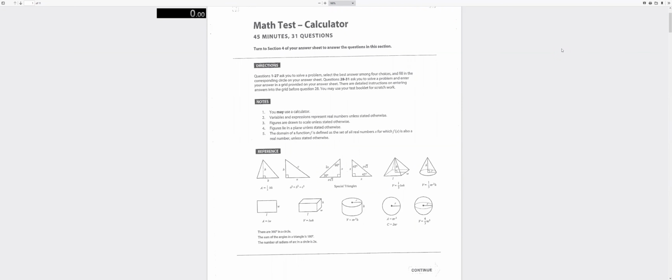We're going to be doing a sample SAT section today. This is a calculator section. We'll have 45 minutes to take 31 questions. Please plan accordingly. I'm going to go through these swiftly but efficiently.